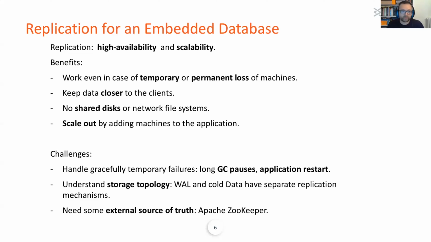It is not so simple to understand the storage topology. You will see in the next slides that the write-ahead log and cold data have separate replication mechanisms. So it is not so easy to understand where data is replicated. You are guaranteed that you have a certain degree of replication, but you have to understand how it works. And you always need some external source of truth. We are using Apache BookKeeper, and yes, it is better to not embed Apache BookKeeper. I'm not going to talk about this.